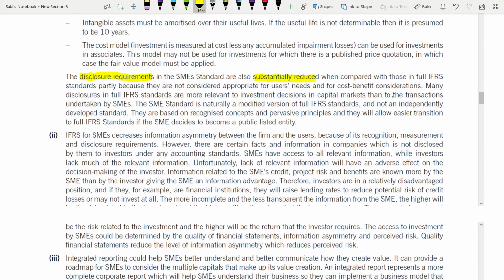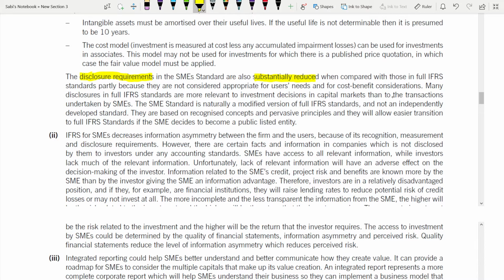Because of its recognition, measurement and disclosure requirements, because it is simplified, therefore much is not hidden. Both the parties more or less have access to the same type of information. So that information asymmetry is not much in IFRS for SMEs. However, there are certain facts and information in companies which are not disclosed by them to investors under any accounting standards. SMEs have access to all relevant information while investors lack much of the relevant information. Unfortunately, lack of relevant information will have an adverse effect on the decision making of the investor.